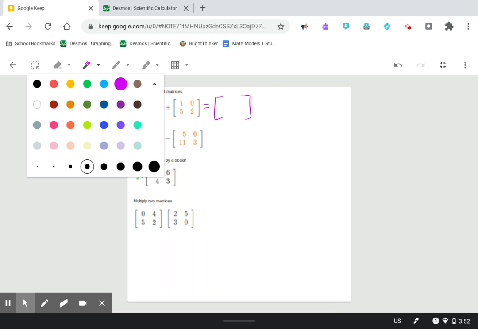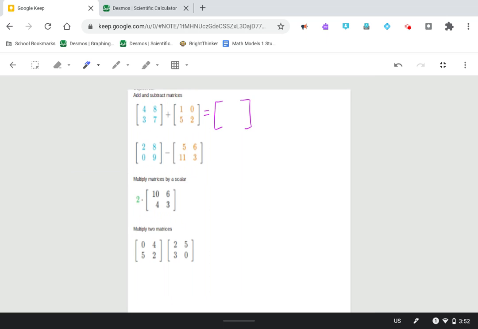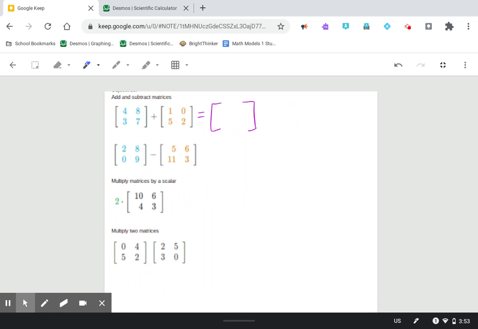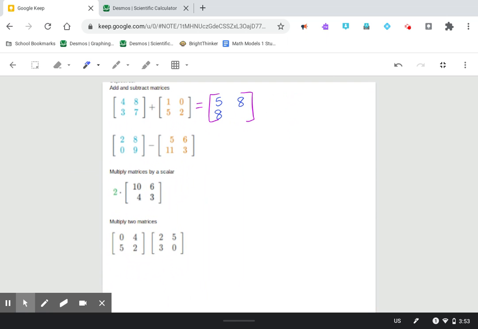And so, for instance, if this was my problem, I would do 4 and 1. I would add together, and those would make 5. That would be the first term. 8 and 0 would be added together to make 8. 3 and 5 would be added together to make 8. And 7 and 2 would add together to make 9. And that would be the answer matrix.